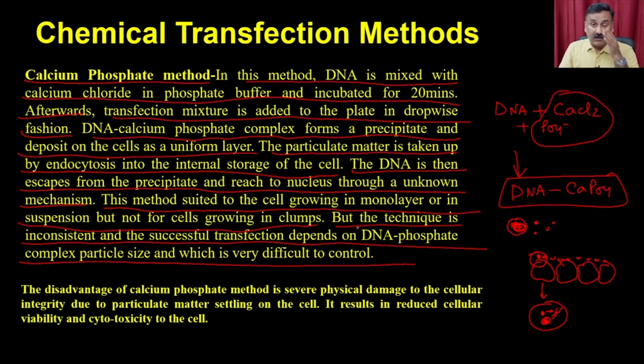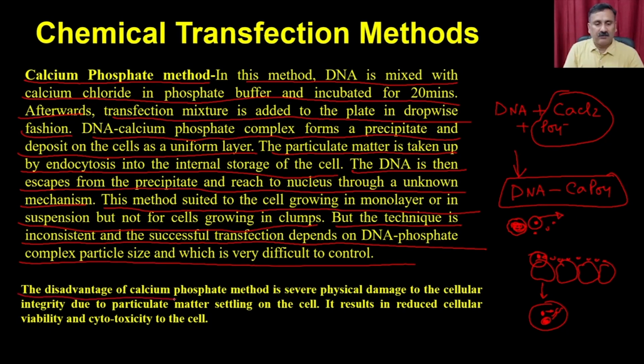Now what is the disadvantage? The disadvantage is that if these particle sizes are small enough, they are not going to cause any damage to the cell, but if they are big enough, if they are going to grow, because more and more calcium phosphate reacts with the DNA, the size of this calcium phosphate particle is going to grow. So if the size is very high, then it is going to cause damage to the cell.